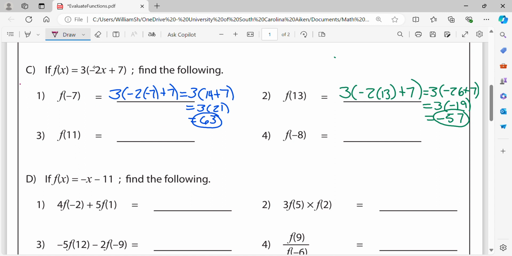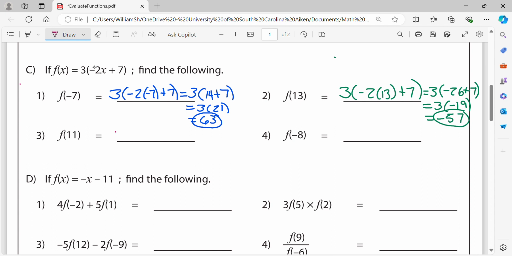And as you could tell with this function, every time I put in a new input variable, I'm getting a new output variable. Now it's not always like that. You can put in a bunch of different input variables and get the same output variable and it's still a function. But in this case, I'm getting all different values. Now let's find f of 11.